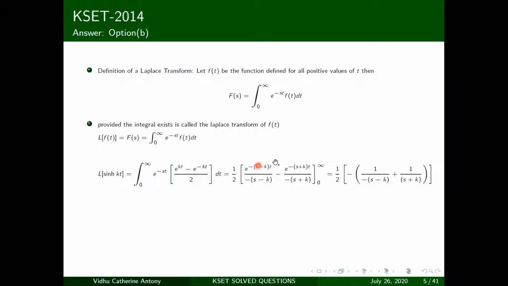When you put in minus infinity, you get a 0. Okay. When you put in a 0, you get 1. So you get minus of this one. So you basically have 1 divided by minus of (s minus k).